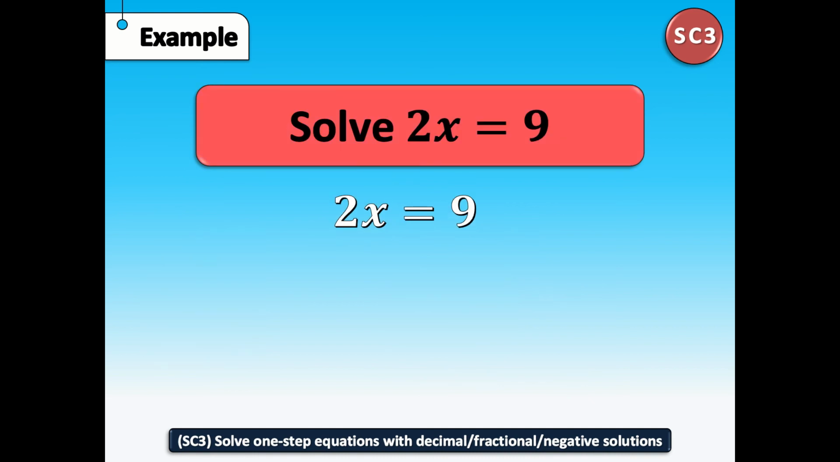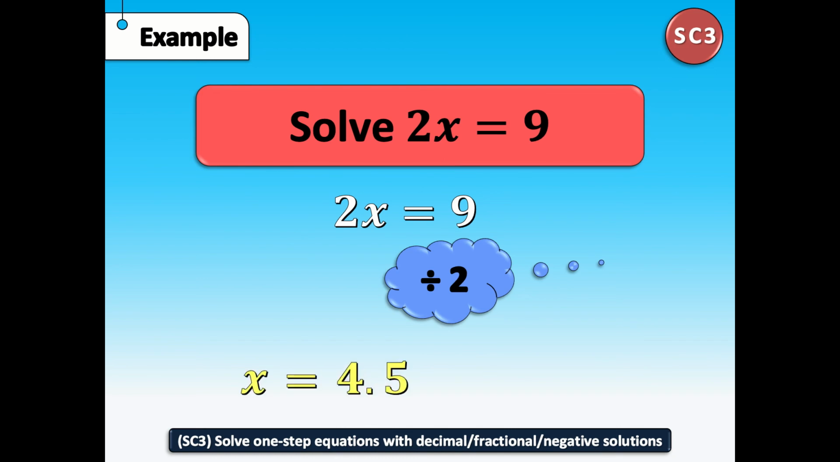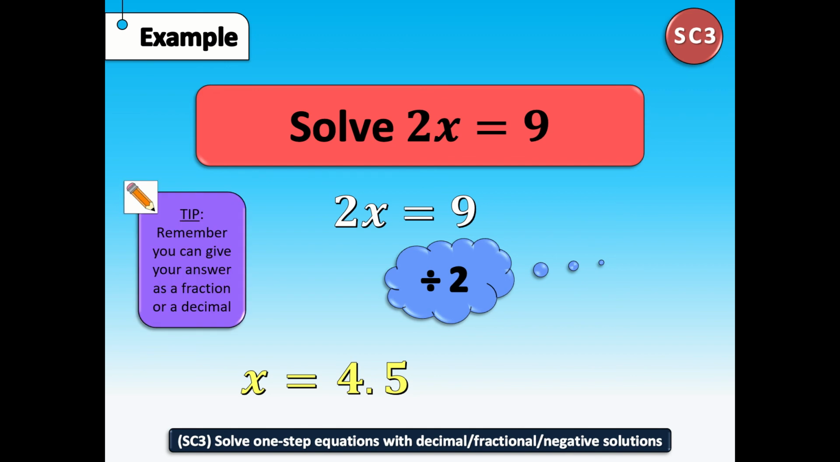In this one, we've got 2x equals 9. Remember, 2x means 2 times x. So instead of times them by 2, we can do the opposite. We divide by 2, and 9 divided by 2 is 4.5. So x equals 4.5. Remember, you can give your answer as a fraction or a decimal. So as a fraction, we can write it as 9 over 2, or 4.5.